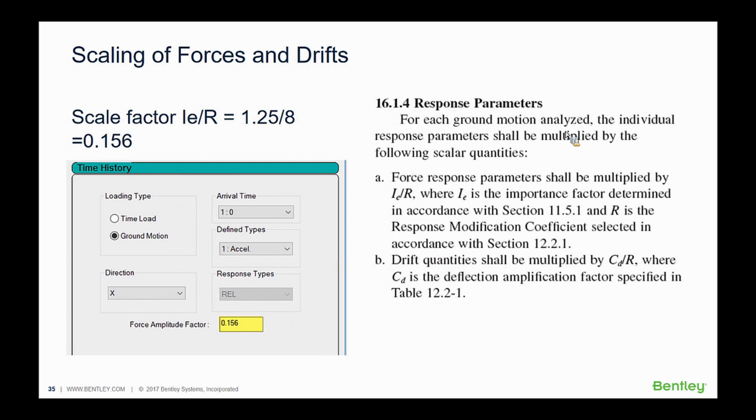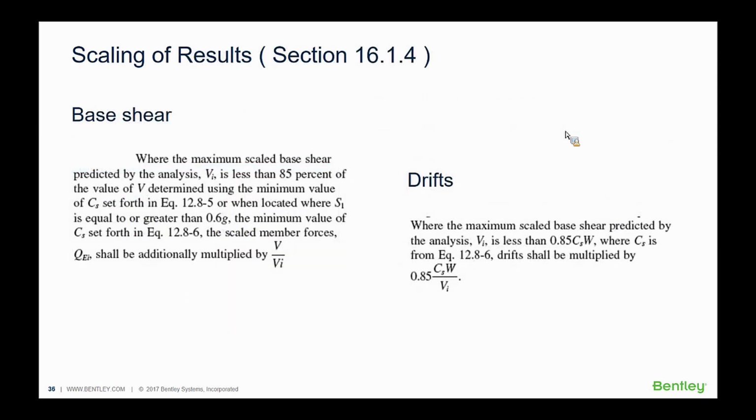Similar to how the response spectrum results were scaled, time history results also need to be scaled as outlined in section 16.1.4 of the ASCE 7-10 code. On the right side is that specific section of the code, and on the left is a screen grab of the dialog box in STAAD.Pro where this scale factor is applied. This slide shows the relevant clauses from the ASCE 7-10 where the code specifies how to scale the forces and the drifts from the time history analysis. And this is very similar to what we have seen for the response spectrum analysis.